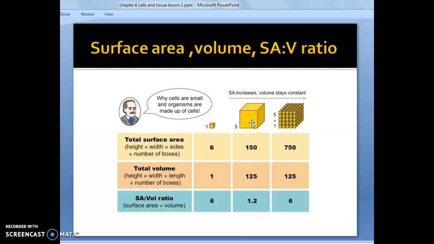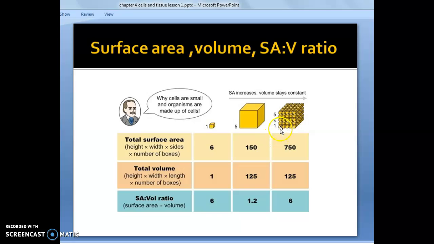Then come to the second figure, which has one side of length 5. According to this formula, height will be 5, width is 5, sides are 6, and the number of boxes is again 1. So 5 into 5 into 6 into 1 gives the answer 150 square units. Now the surface area for the third figure. The third figure has 125 small boxes, right?